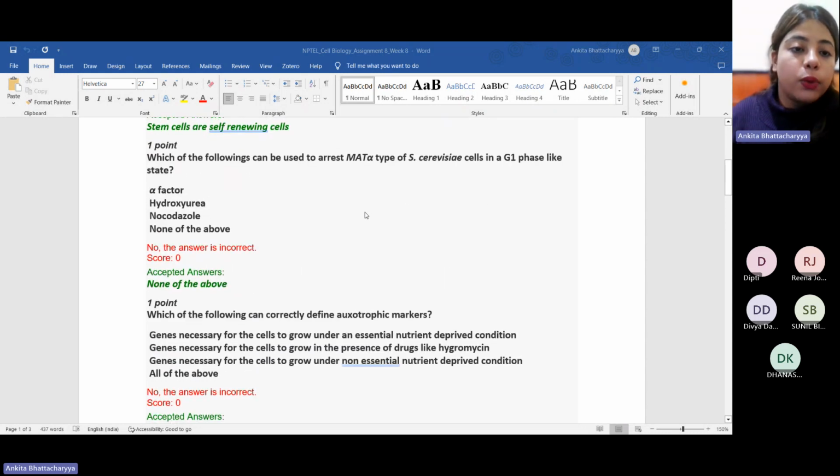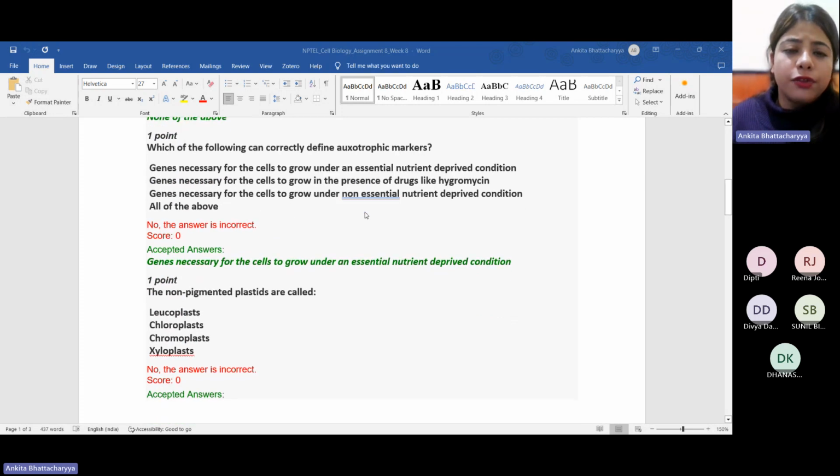Secondly, which of the following can be used to arrest the MAT alpha type of Saccharomyces cerevisiae cells in a G1 phase-like state? So this question is asking which of the factors can arrest cells in the G1 phase: alpha factor, hydroxyurea, nocodazole, none of the above. None of these can do so, and therefore that is the correct option.